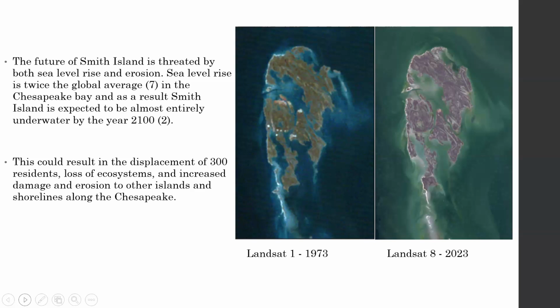Also, some of them have family dating back to the 1600s on the island, so they're not really looking to move. They're pretty attached to the island. And as the island gets destroyed, so do all those valuable ecosystems. So we're also at risk of losing a lot of sensitive animals there as the island erodes away.